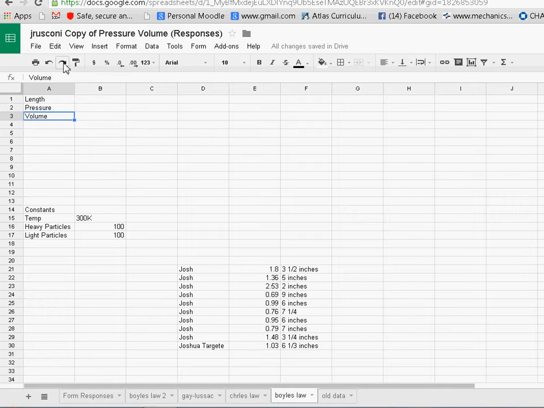So we're going to talk about how we're going to do this. The first thing I want to do is put in the length, which I have, and I'm going to convert the length into centimeters, which is what he was measuring. Pressure in atmospheres, volume in cubic centimeters. And then 3.5 is actually 3.5 centimeters. 1.8 is the number of atmospheres.